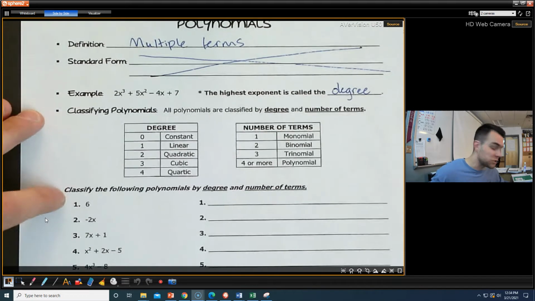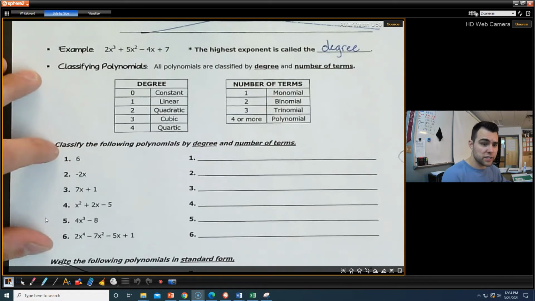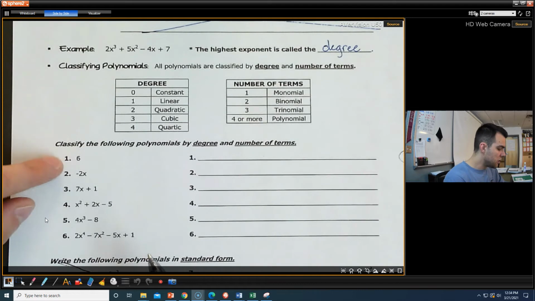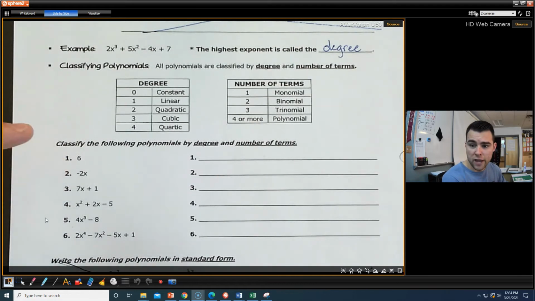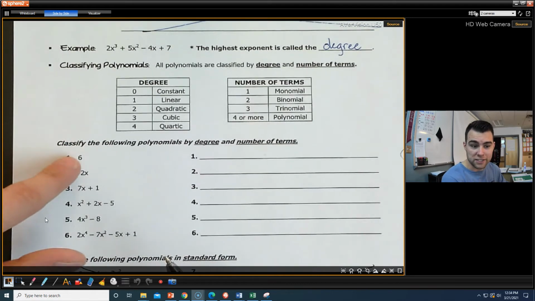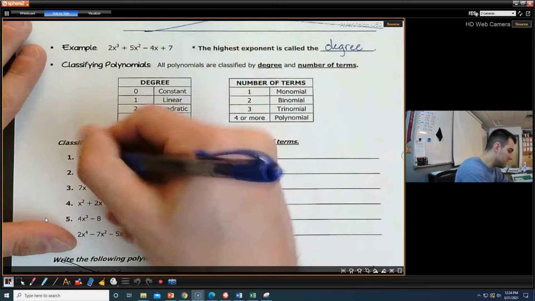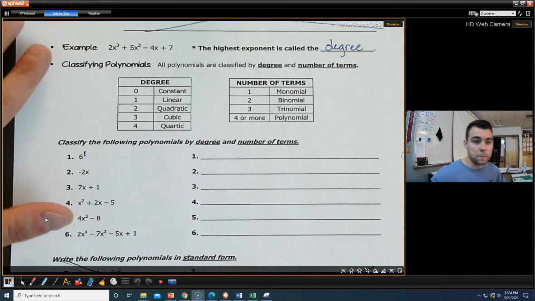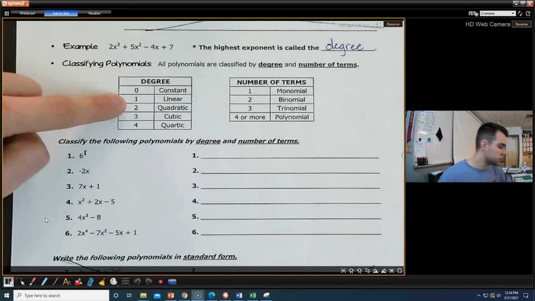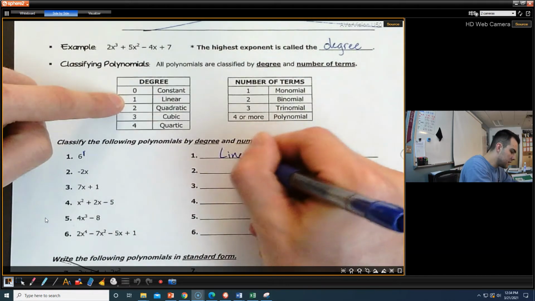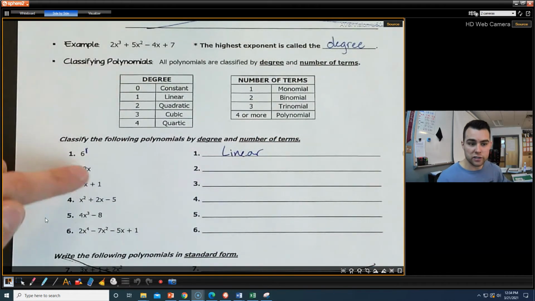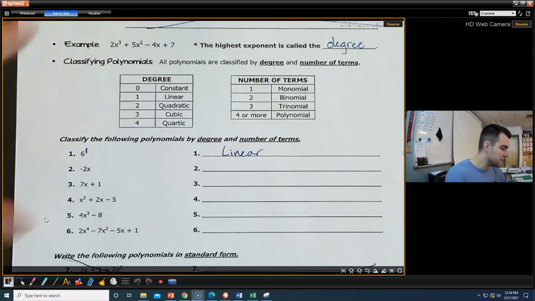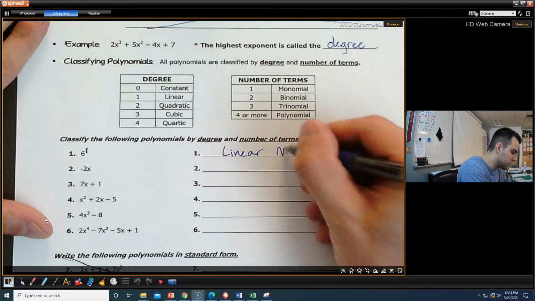But we'll start with number 1. Just kind of going through this. Look, so the degree, there is no degree right here at all. There's no exponent showing. And since there's no exponent showing, it's implied it's to the first power. And so we have a degree of 1, so that would be a linear. And then we look at the number of terms. There's only 1 term, so it's a linear monomial. That's what we'll call it.